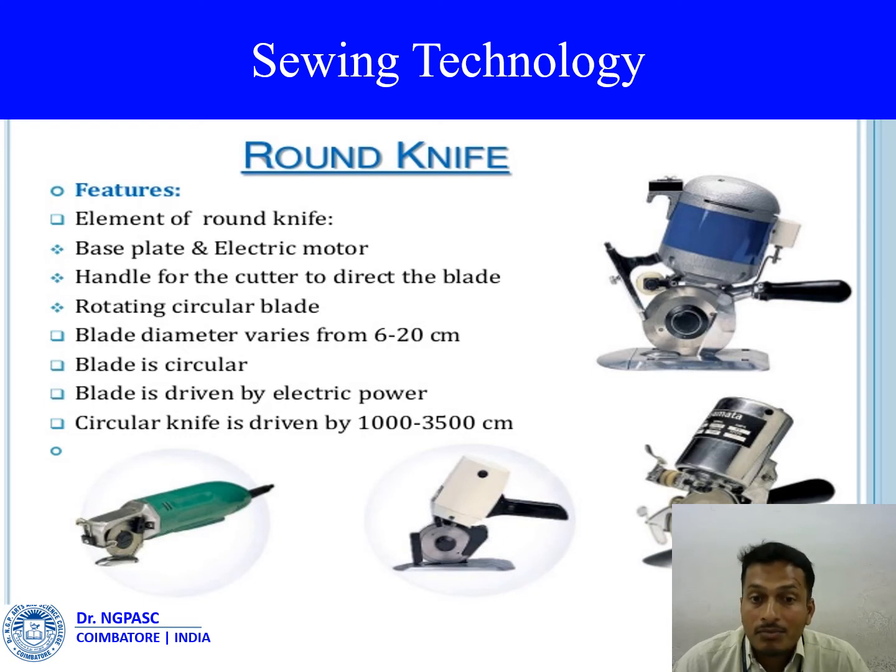Diameter varies from 6 to 20 centimeters. The blade is circular. The blade is driven by an electric motor. The circular knife is driven at 1000 to 3000 rpm. So just see this picture, this is a round knife.